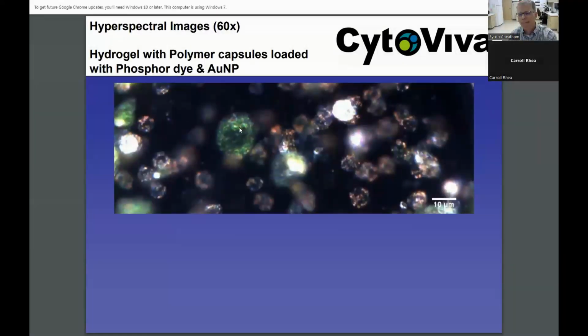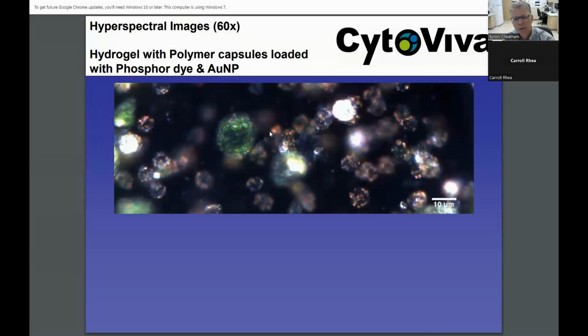So this is a biosensor application, as I understand it, and it's a hydrogel that has polymer capsules. Some capsules are loaded with the phosphor dye that photoluminesces. Some capsules are loaded with the gold nanoparticles that produce this near infrared spectrum. And so each one of these two different polymer capsules activates based on interacting with different biological chemistry. And I can't provide any of the details on that beyond that's the way that I understand that they were created.